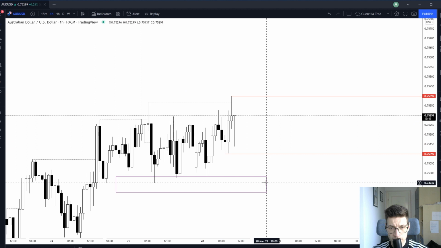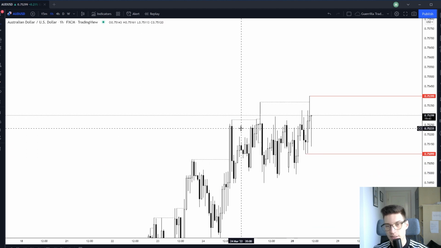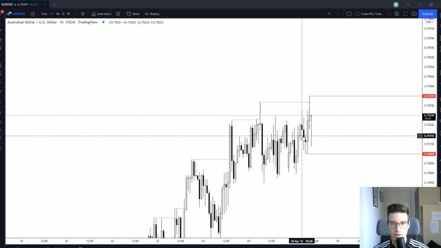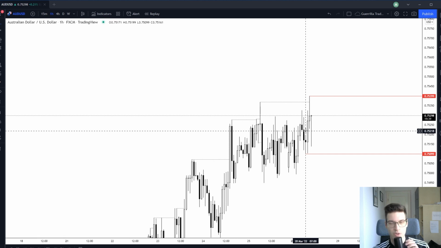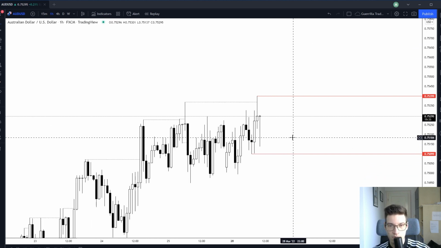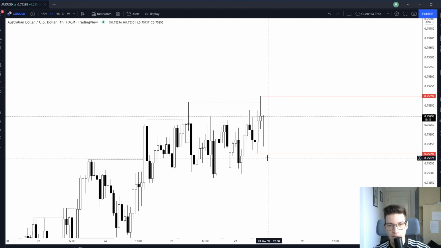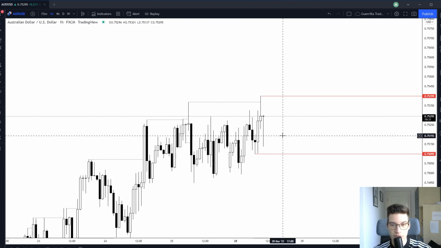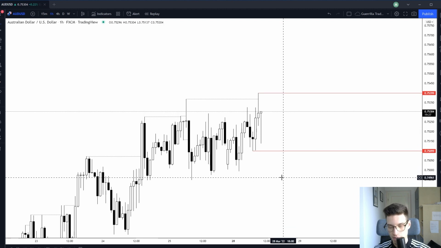But currently this is very range bound, as expected for Monday. So usually we do start to get some moves on Wednesday. So let's see if we will break out of this range or continue with sideways price action. If we do break out and get some conviction, get some clean price action, then I'm looking for trades.